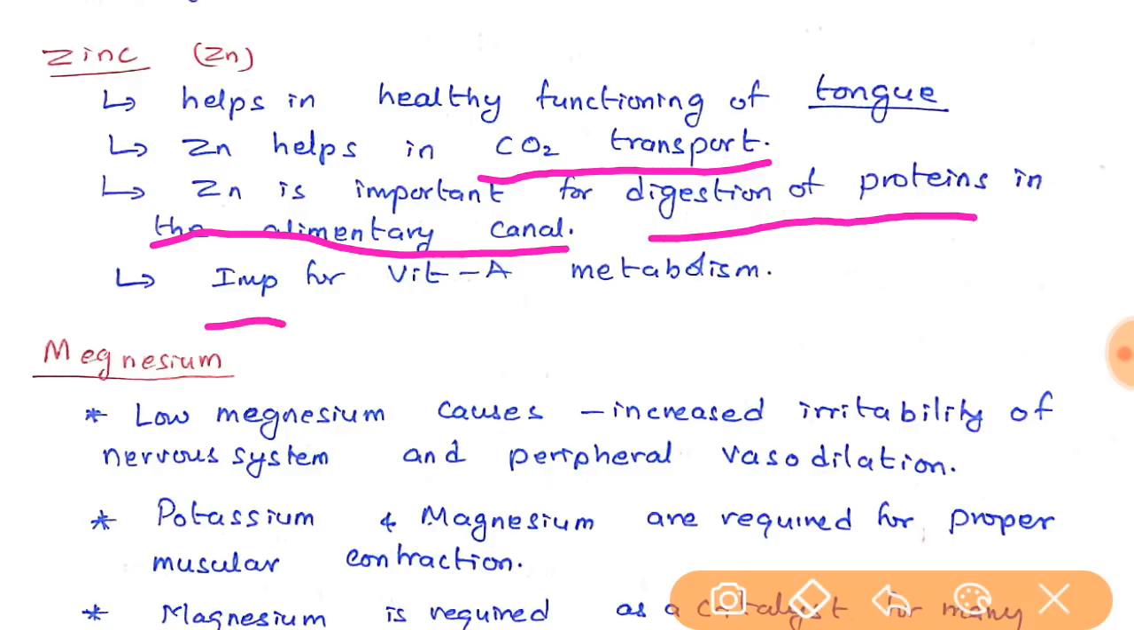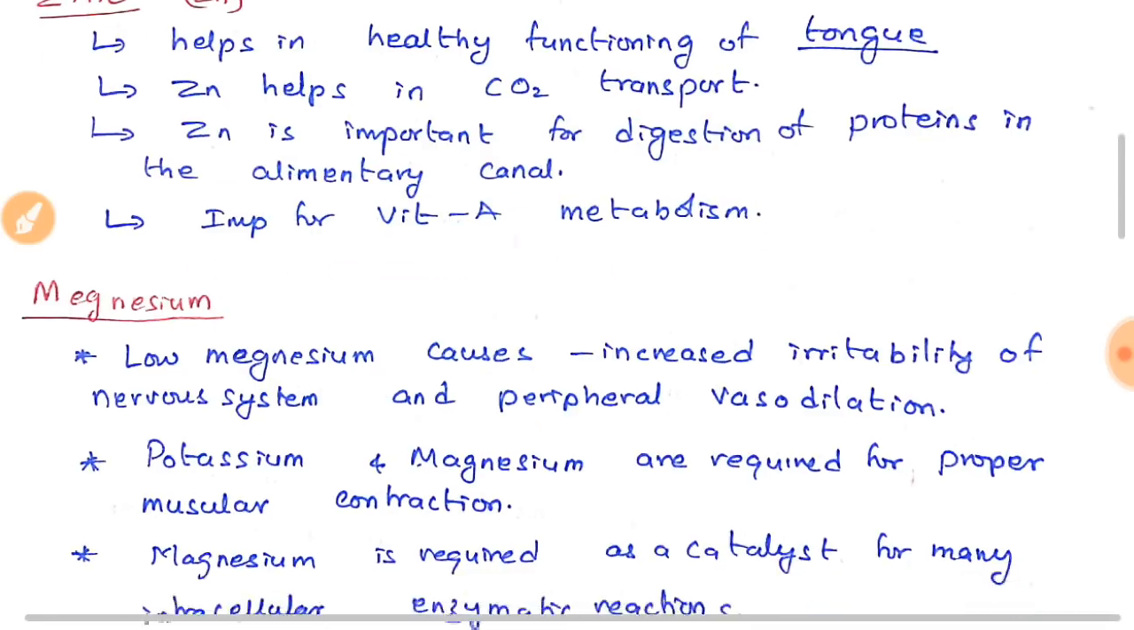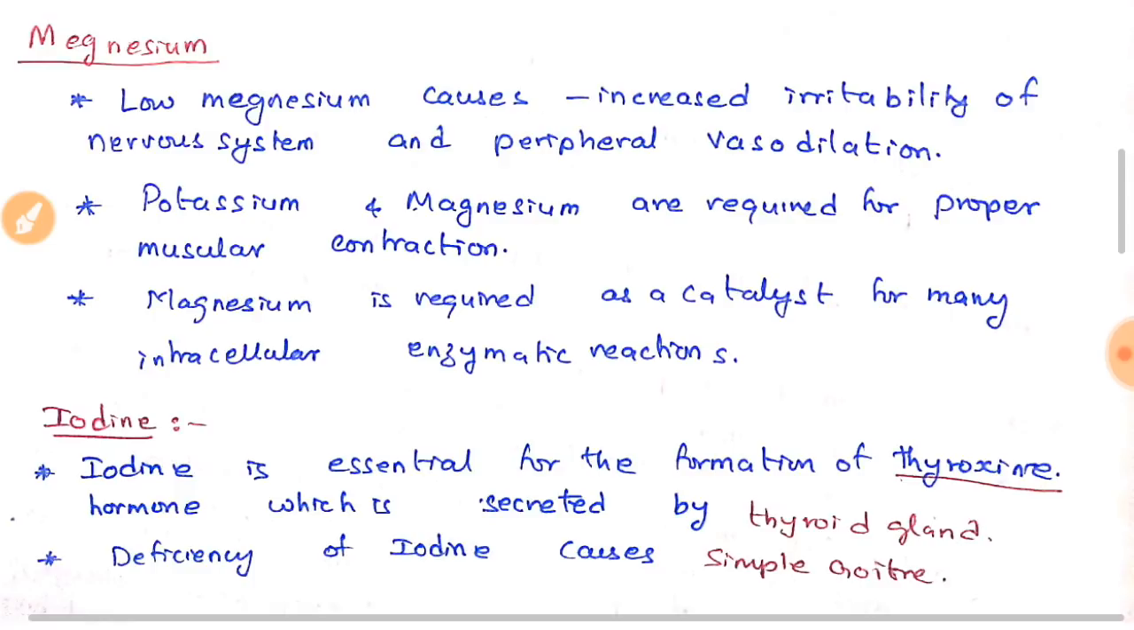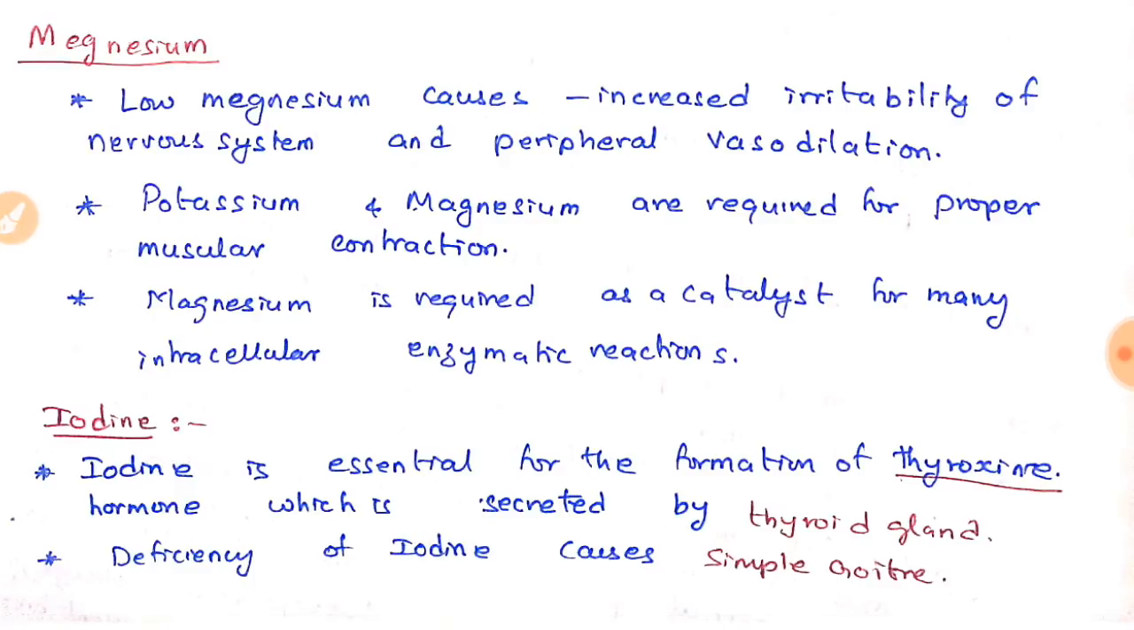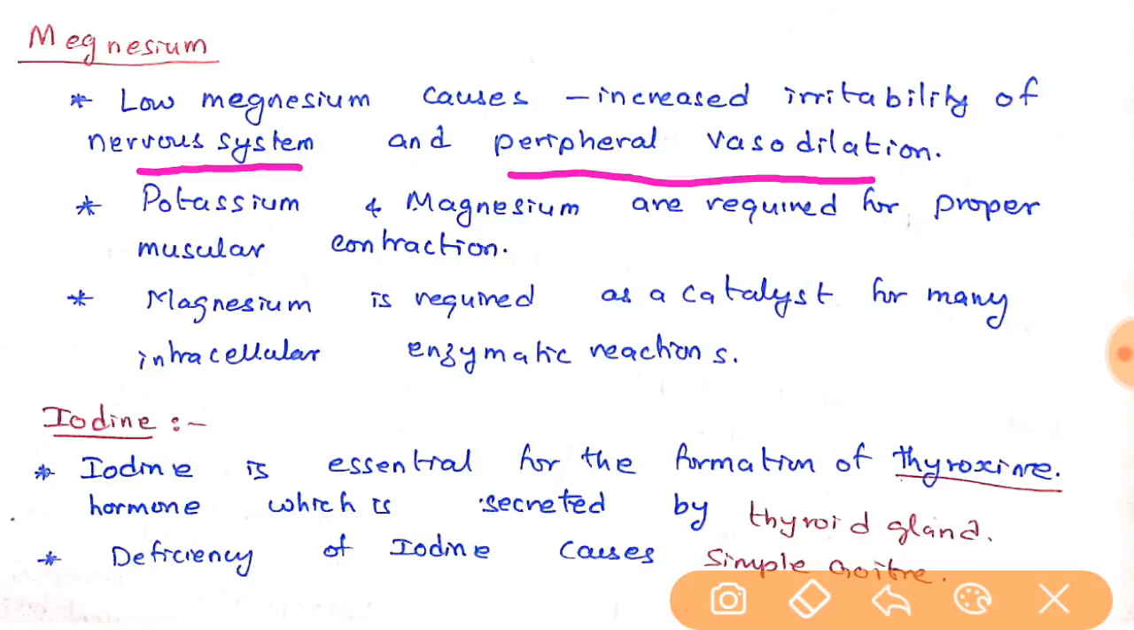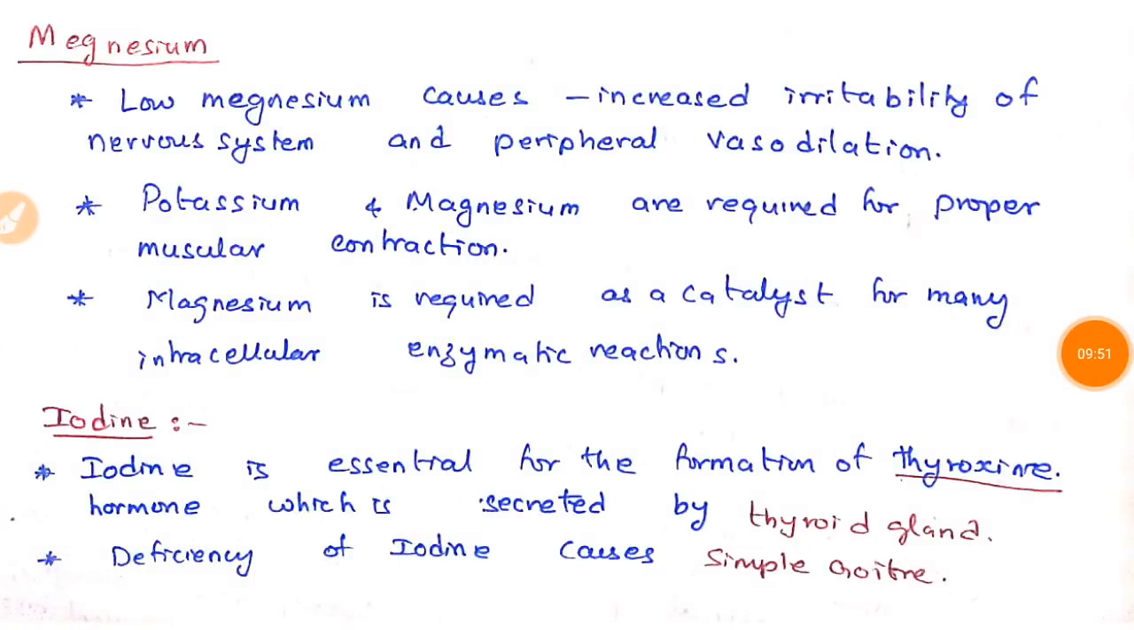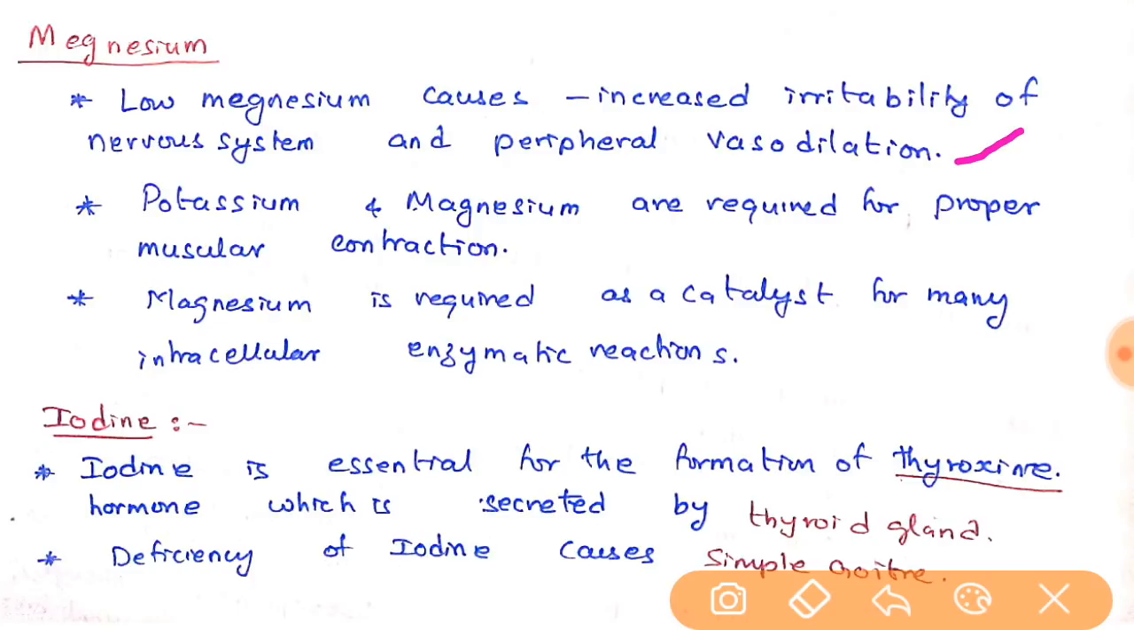Zinc is also important for vitamin A metabolism. Magnesium: see friends, a low amount of magnesium causes increased irritability in the nervous system and peripheral vasodilation. Vasodilation means relaxation of the muscles of blood vessels, friends.